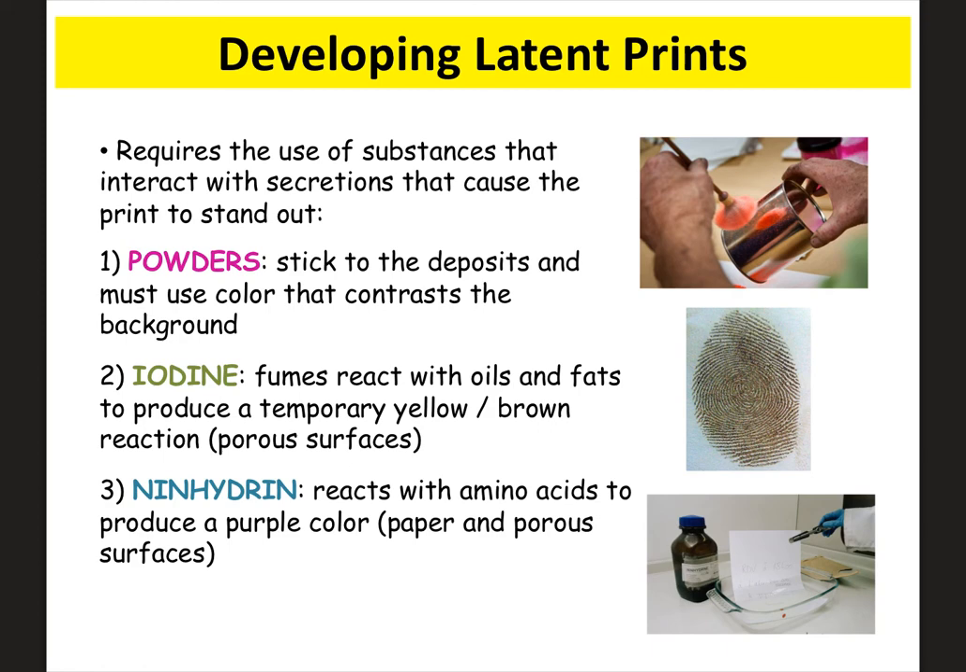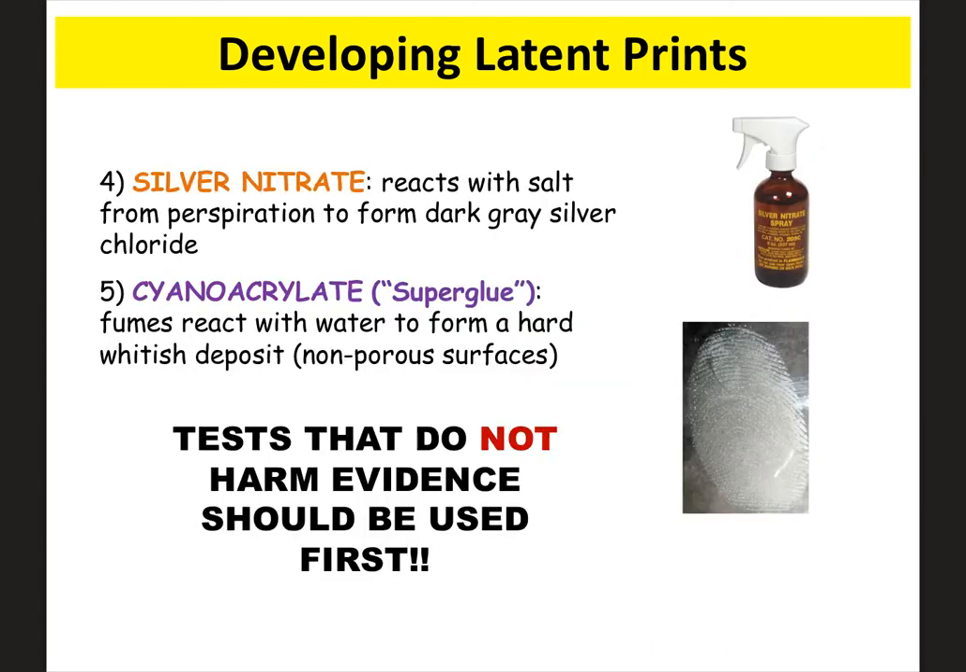Ninhydrin is another one. I've never done this one, but it actually reacts with the amino acids and it produces a purple color. So again, this works with porous substances like paper. Okay, so these are the first three ways of developing latent prints. There's two more ways to develop latent prints.